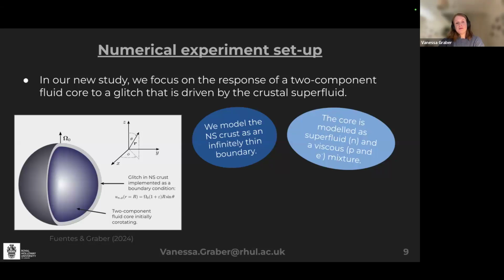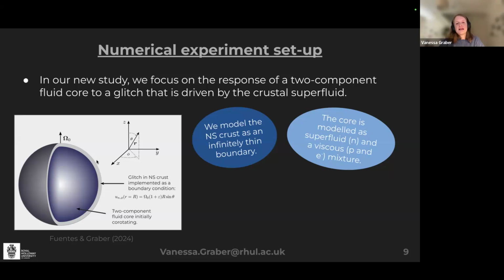So the numerical setup is illustrated here. We wanted to focus on the response of a 2-component fluid core to a glitch that is driven by a crustal superfluid. As I said earlier, the part that we think provides the angular momentum for the actual glitch in the very simplified picture is the crustal superfluid. So this is not the component that I'm going to model here, but I'm going to model the response of the remaining star to this change in the crustal superfluid. We've done this by making the assumption that the neutron star crust is an infinitely thin boundary that you can see here, although it's not quite infinitely thin, but this is this gray bit.